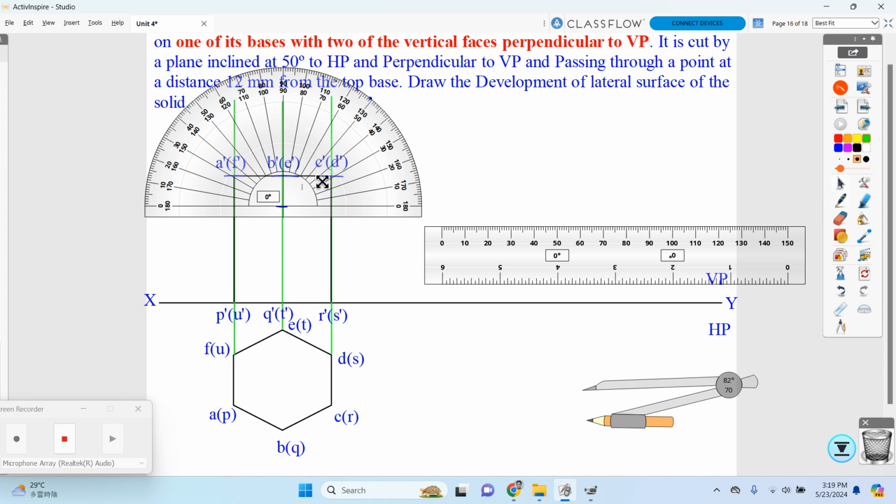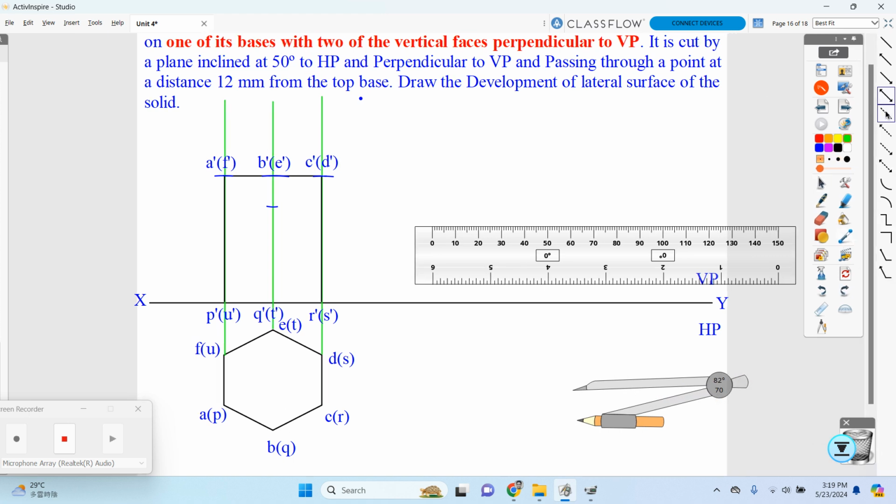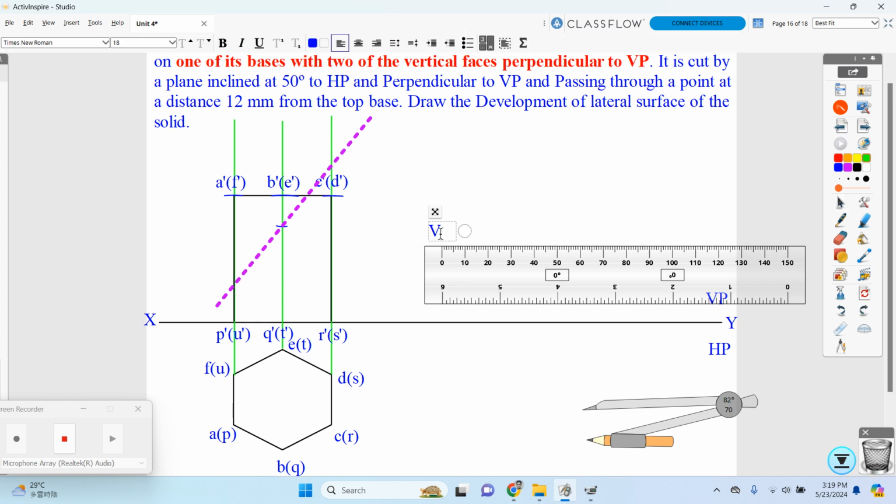Okay, after this marking of 50°, we will consider a line passing in this condition. This is your cutting plane. So we are going to represent the cutting plane as V and T, with V over here and T on the other side. This is your cutting plane condition. So now we can develop the true shape of your object.